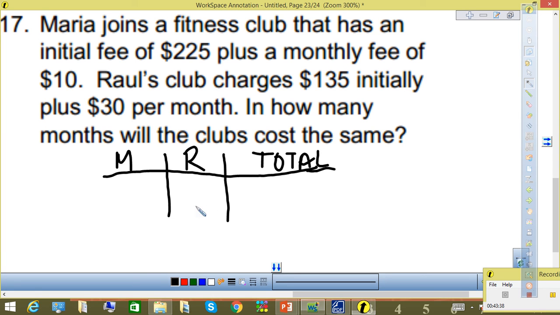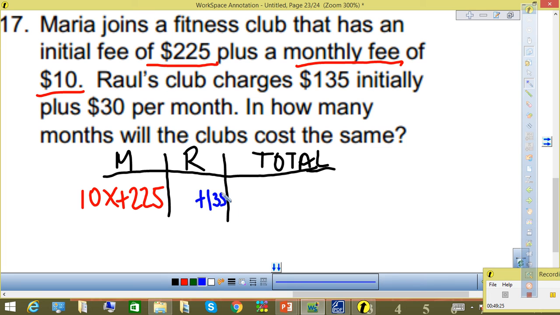So, for Maria, it says, she joins a fitness club that has an initial fee of $225. So right away, it's plus $225. What is her rate? Monthly fee of how much? But since we don't know how many months, what do we write? 10x. Okay? Let's go to Raul's. Raul's club charges $135, so we write plus $135. And the rate for that club is $30 per month, so we write what? 30x.